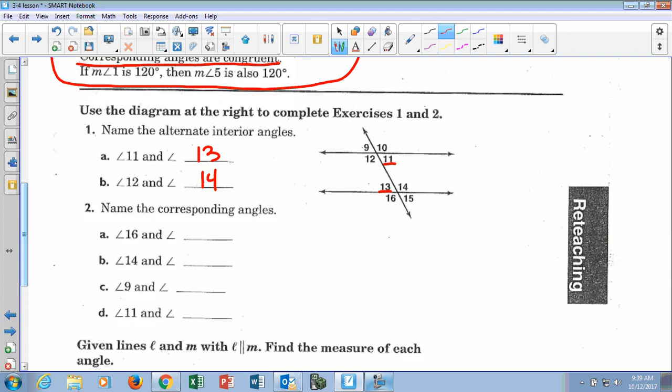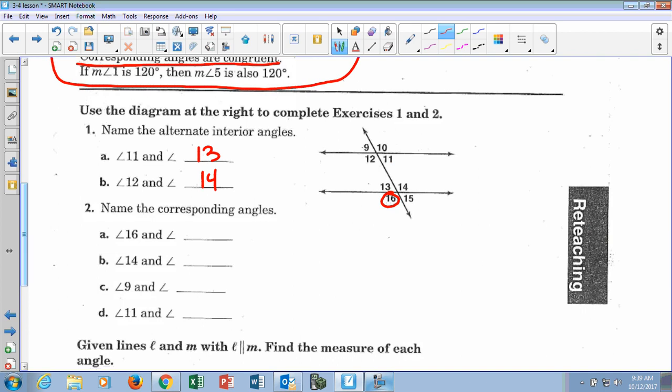Now, change gears. They want to talk about corresponding angles. So look at that. On the same side of the transversal. So what's the corresponding angle to angle 16, Isabel? 14. Remember, all right, so let's look at the definition. Hold on. 14 is actually a vertical angle, right? So let's think about this.